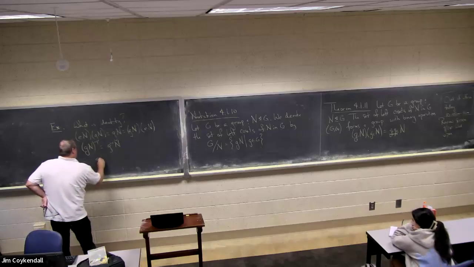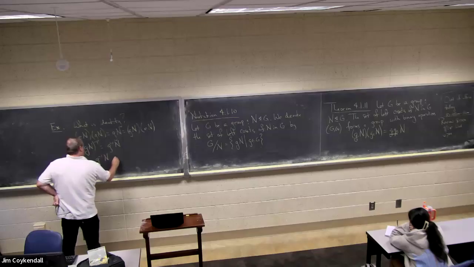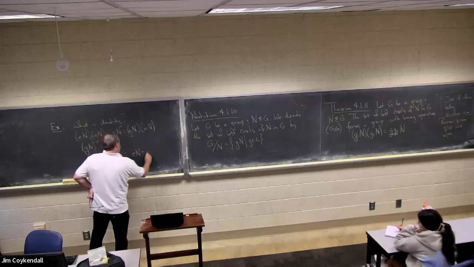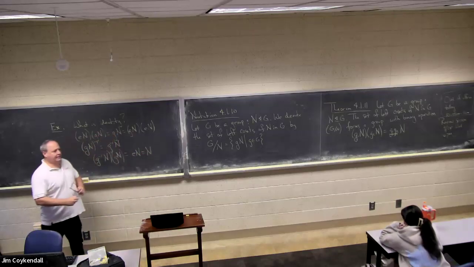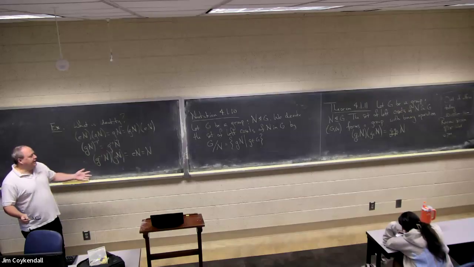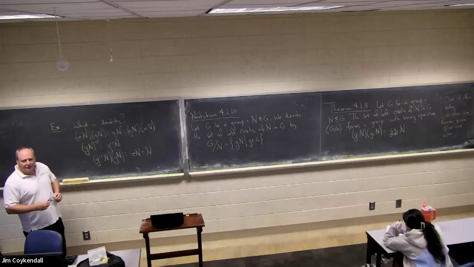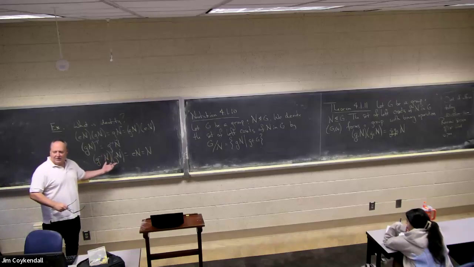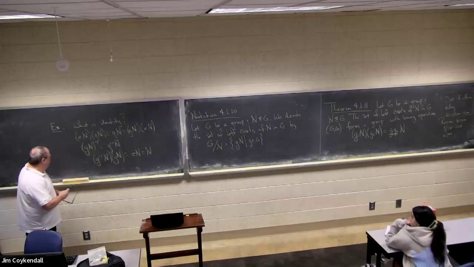Because g inverse N times gN equals the identity. So it looks like it's got the identity. Associativity should just follow from the fact that G is associative, right? Because really, you're doing the same operation here, except it's got this N attached.